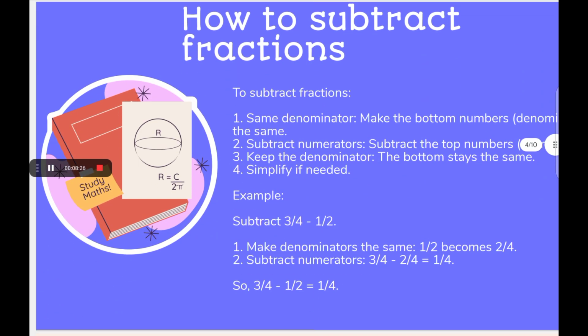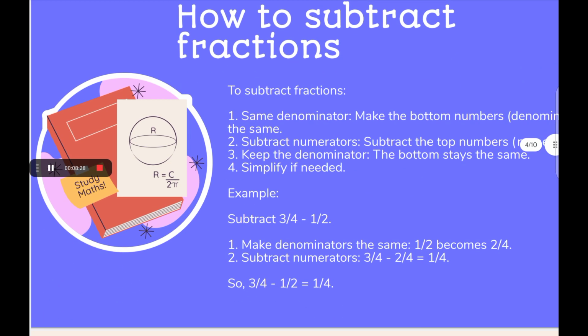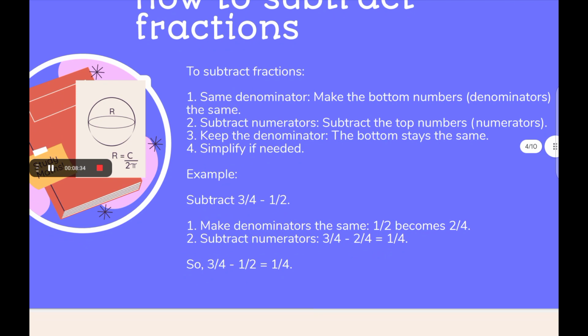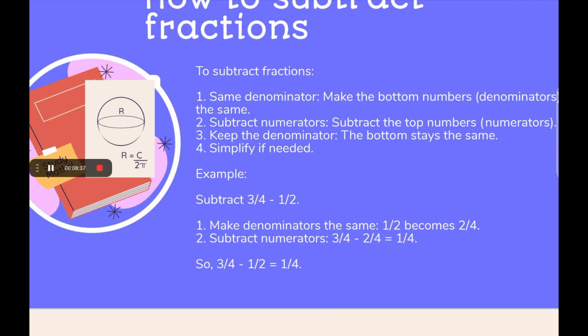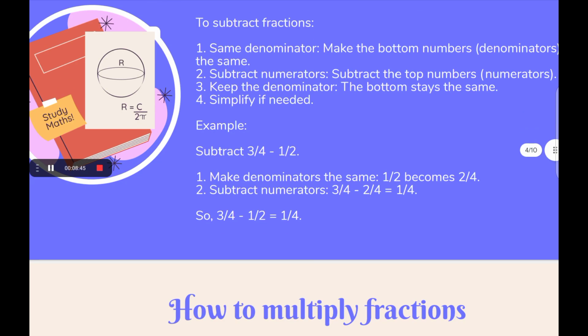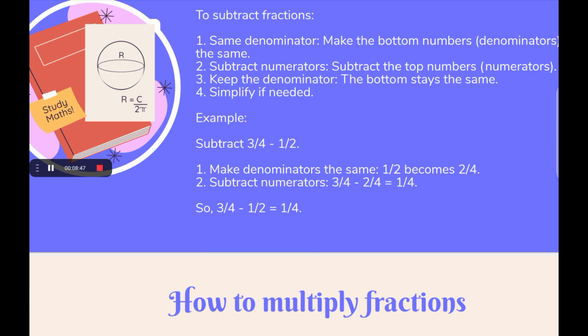How to subtract fractions. To subtract fractions: make the denominators the same, the bottom numbers. Subtract the numerators, the top numbers. Keep the denominator, the bottom stays the same. Simplify if needed. So here we are taking the example of 3/4 minus 1/2.